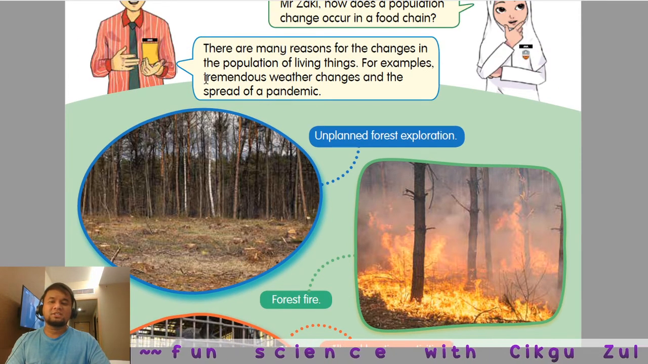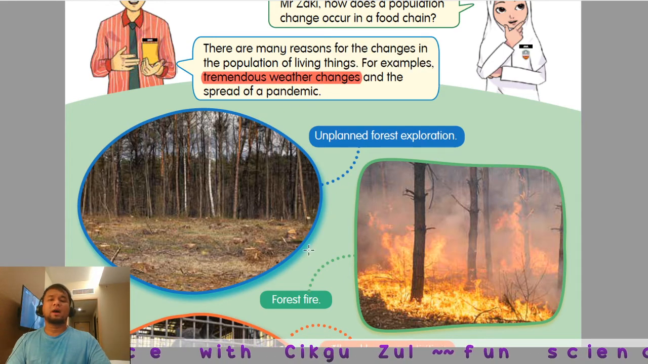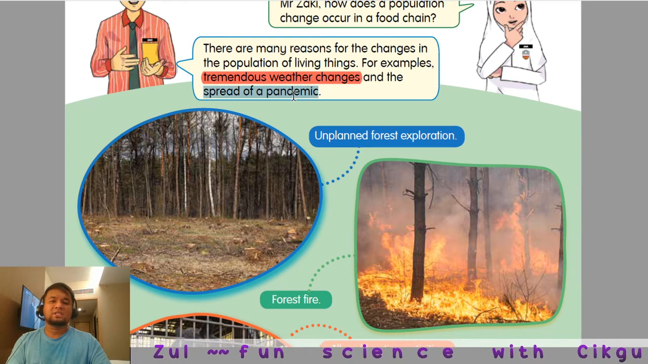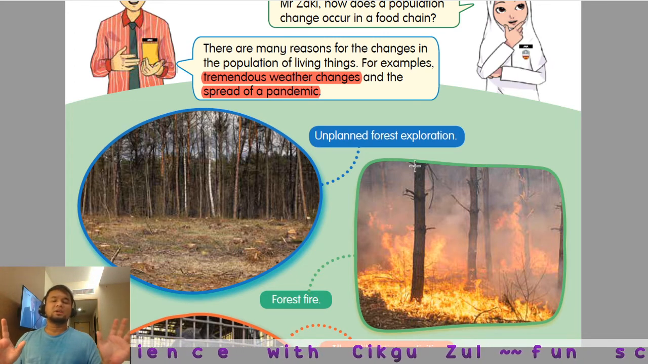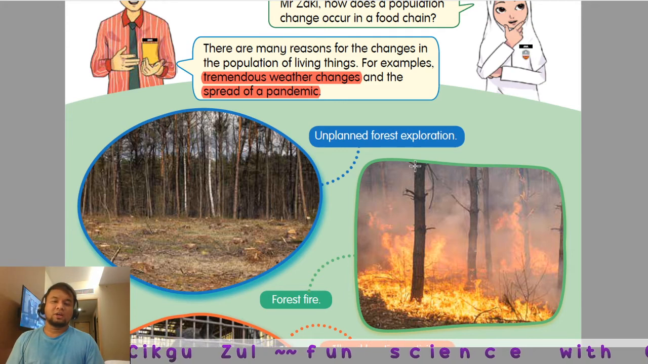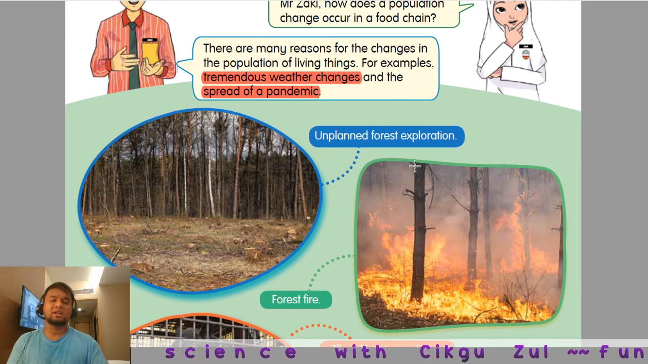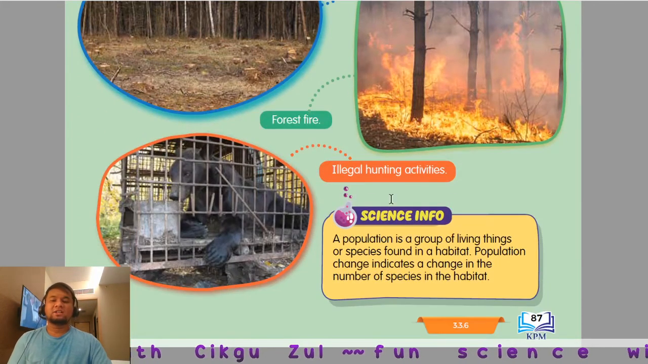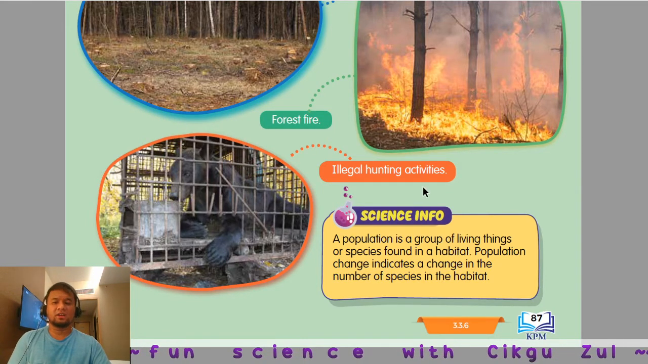Ada juga dicakap dekat sini tremendous weather change. Apa tu tremendous weather change? Perubahan cuaca yang sangat teruk ataupun spread of pandemic. Macam sekarang pun boleh berlaku juga. Contohnya bila terlalu ramai orang yang terkena penyakit, jadi jumlah manusia semakin berkurang. Betul ke tidak? Ramai sangat yang terkena penyakit pandemik sekarang. Jadi mengganggu ekosistem juga. Some more also affecting the population is the illegal hunting activity.